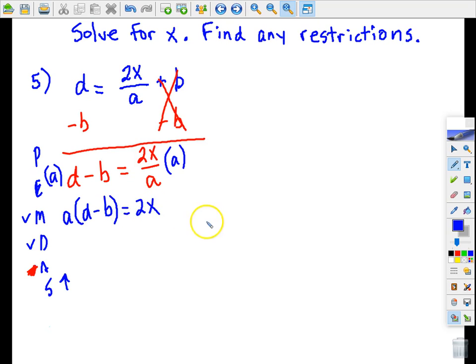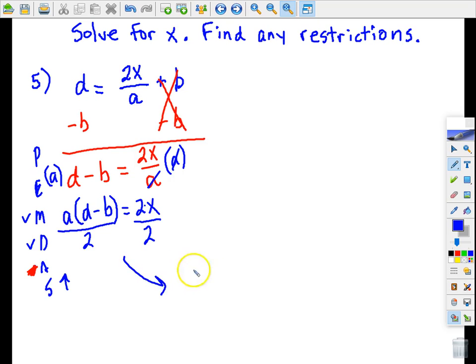That's fine with me. Okay, these would just cancel each other. And then there's only one operation being performed on x that remains, and that's multiplication. And how do you undo multiplying by 2? Well, you could just divide by 2. Or if you want to, you could multiply by half. And so here is our solve for x answer.